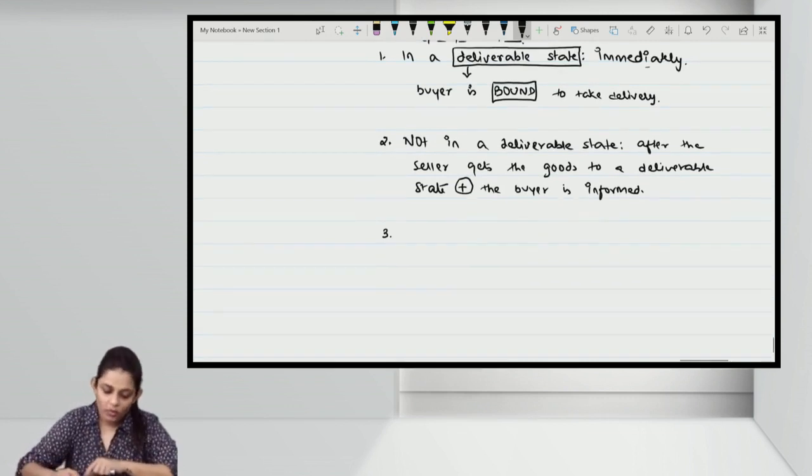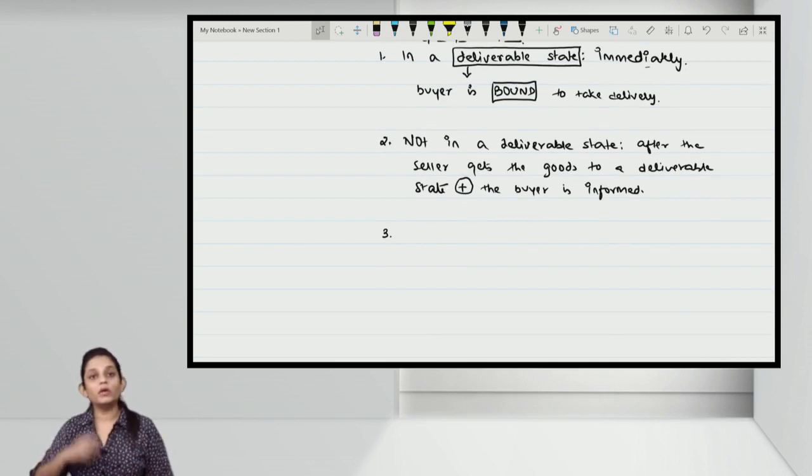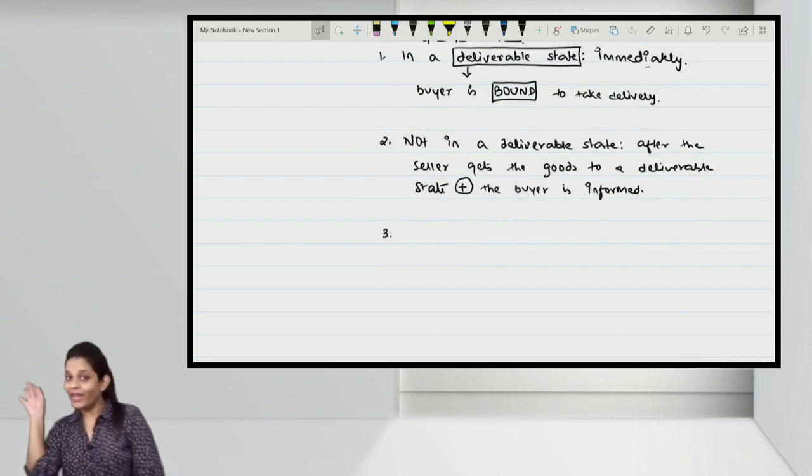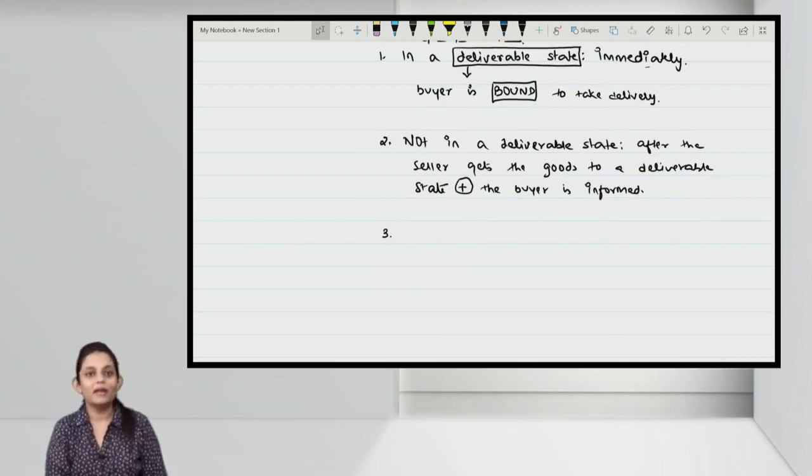Is it clear to everyone? Yes. Now the third case: the seller has a godown full of hay. I told you, hay does not mean the greeting, it means the grass fodder kind of hay. The seller has a godown full of hay and he says to the buyer, I want to sell this hay to you.